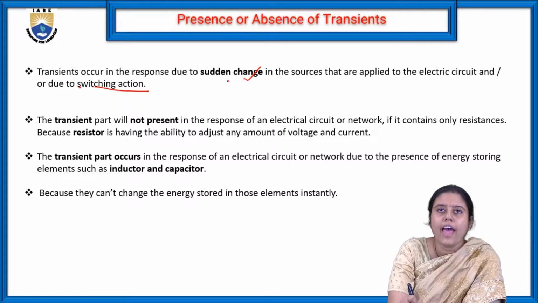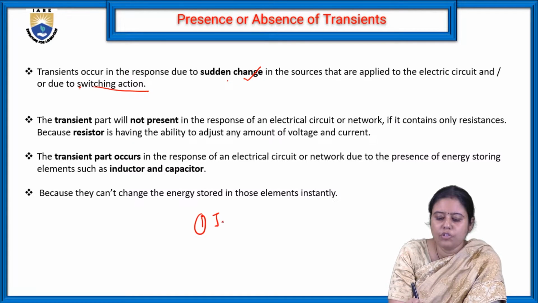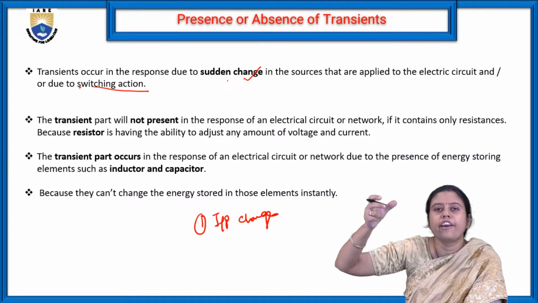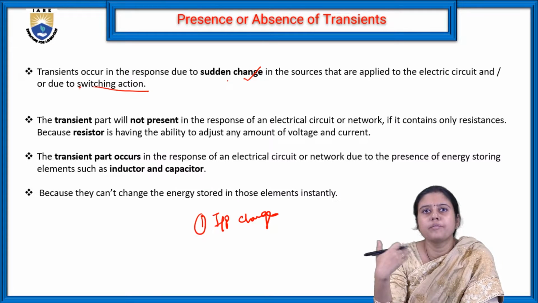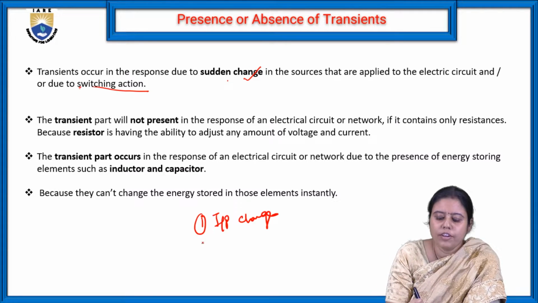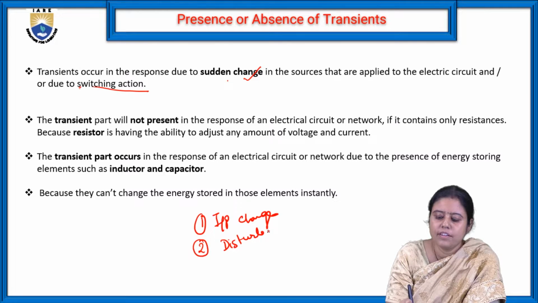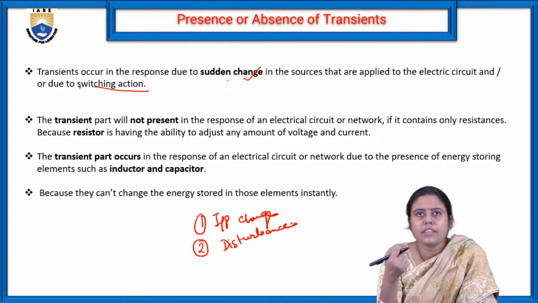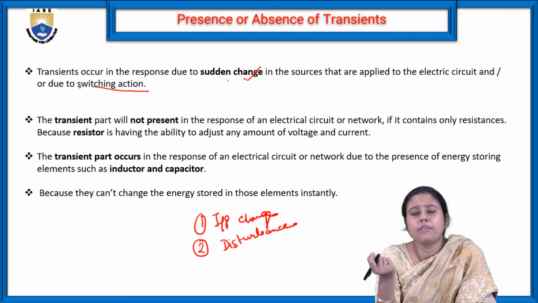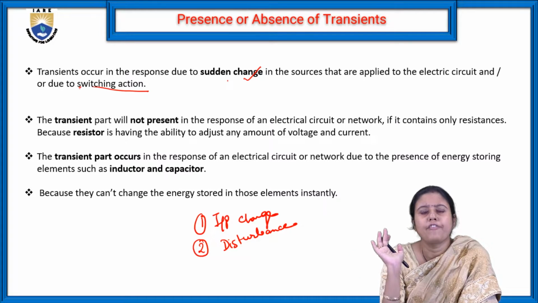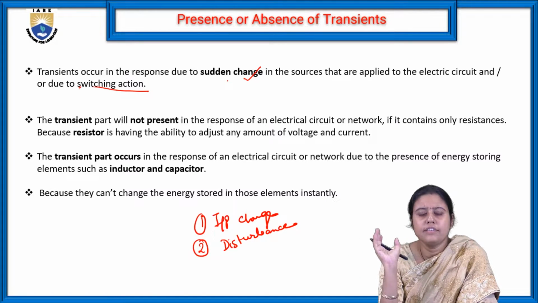Sudden change means, as I discussed, one is the input change. Input change means, in a fan, we are changing the regulator, so the voltage has been increased or decreased. So that is input change. And number 2 is disturbance. Disturbance means that in any circuit there is a fault, a short circuit or any type of disturbance.